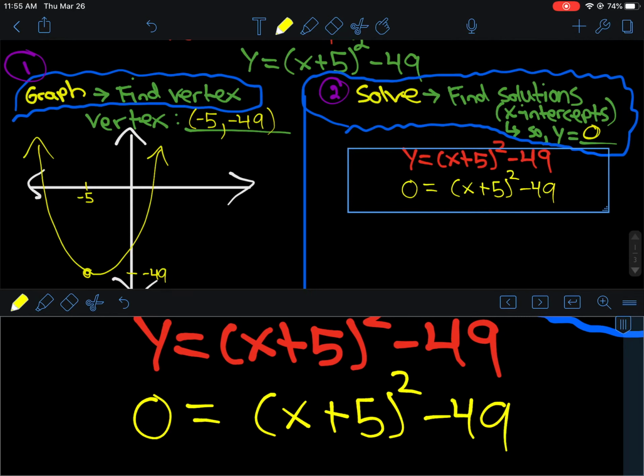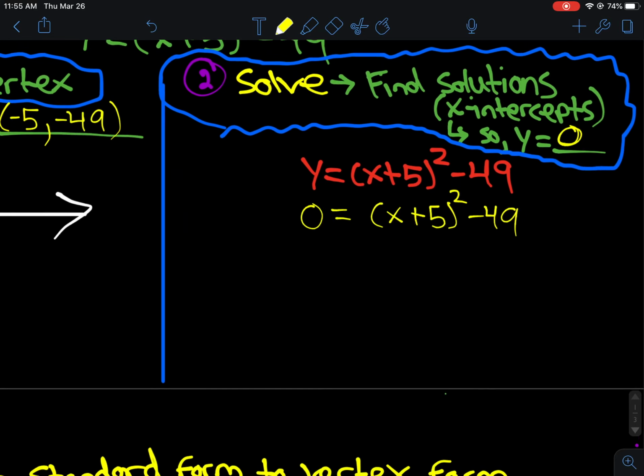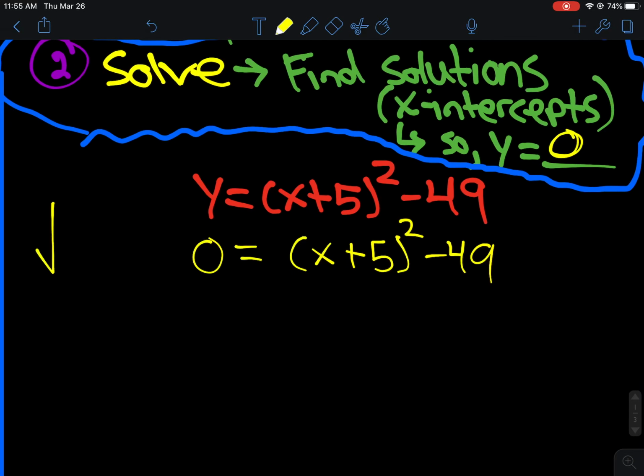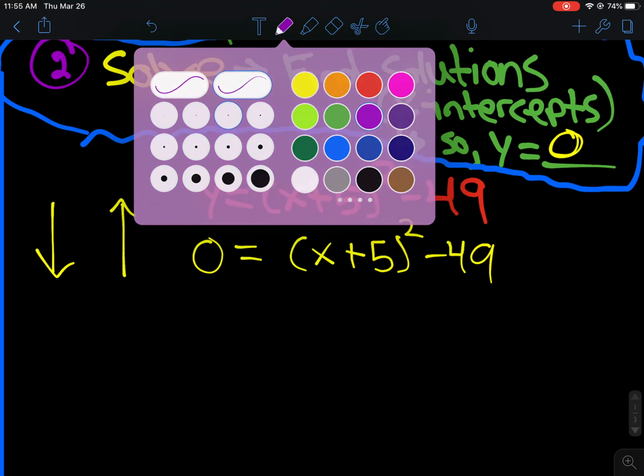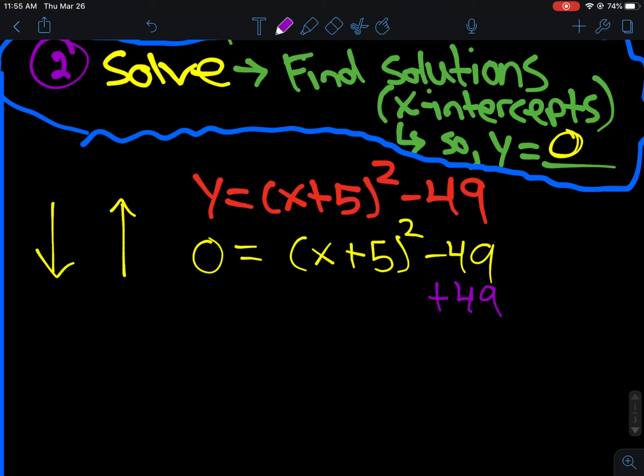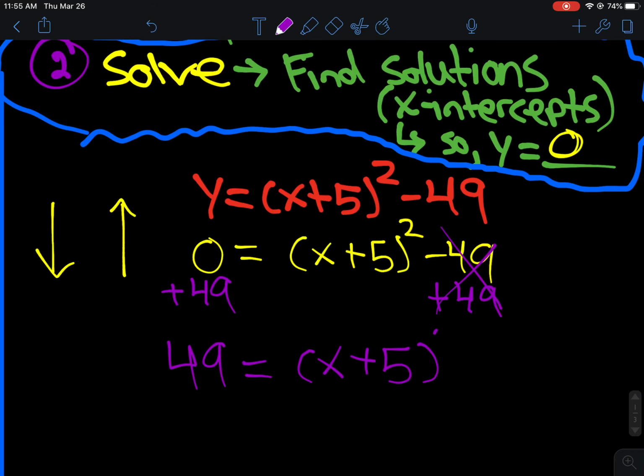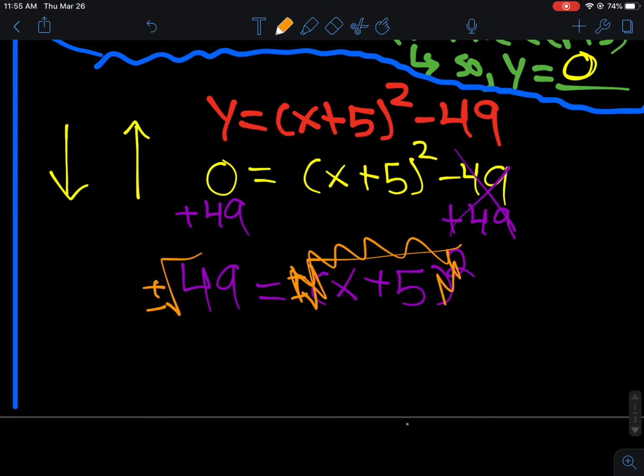When we solve in vertex form, we have this going on. If you want to do your arrows here, you can. I'm going to do the traditional way because it's the way that you're going to have to understand in the future for sure. We have to get x by itself, so we do the inverses. We get 0 plus 49, so it'll be 49 equals (x plus 5) squared. Then the next step was to take the plus or minus square root of both sides. Remember, that will cancel out the square over the parentheses. That's how we get rid of that, and what's inside is this x plus 5.